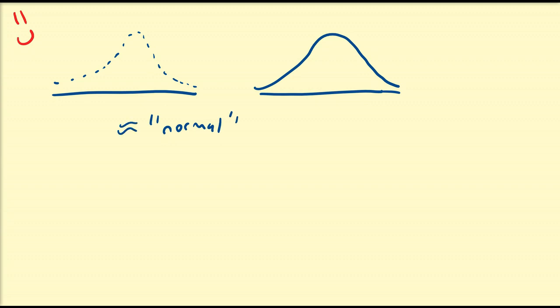And if you want to figure out whether it's approximately normal or not, you have to go into some analysis. So we're going to assume that we have already come to the conclusion that these distributions are approximately normal and that these approximations are good enough.